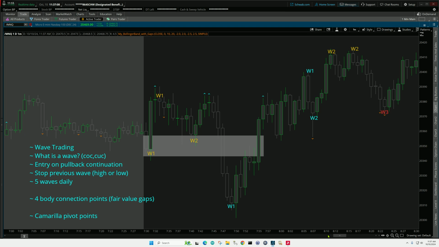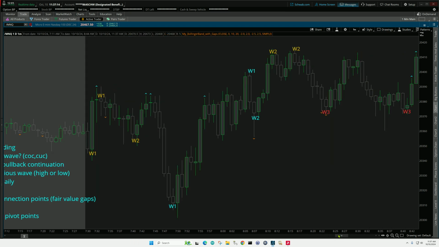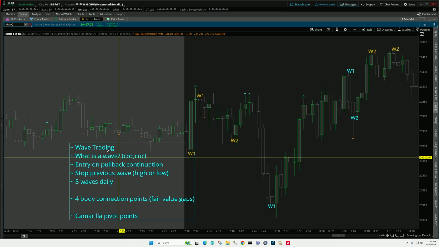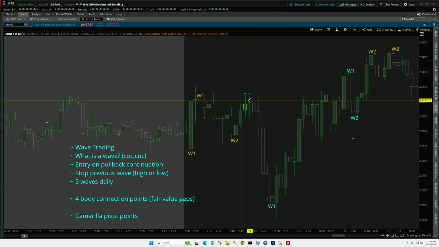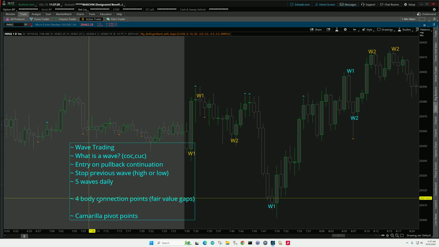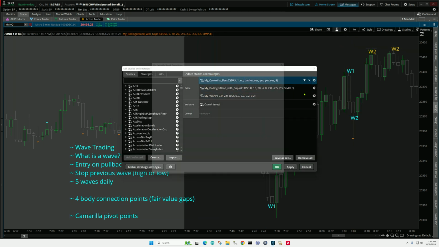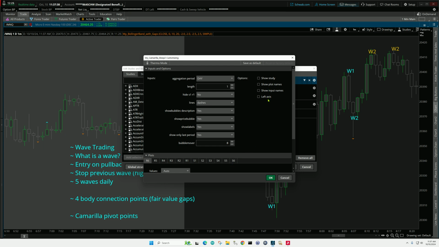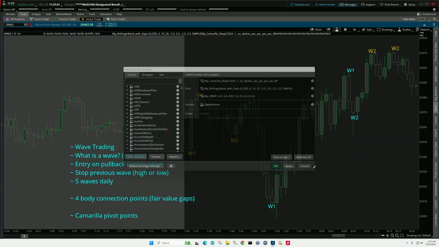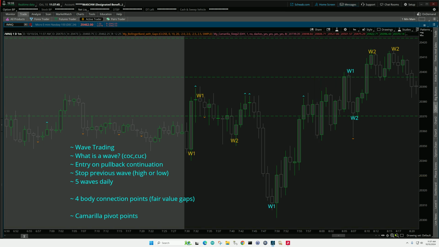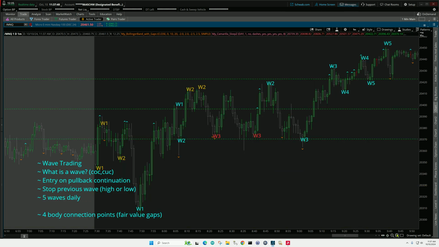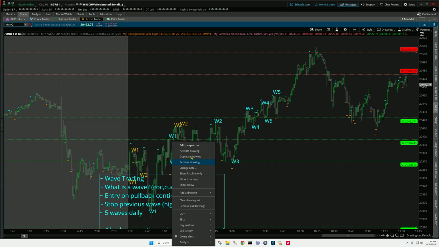Some people call those fair value gaps. I don't call them that. It doesn't matter what I call them, what you call them. Okay, so let's see. That's entry on pullback. Stop is either going to be your previous candle, previous low, wave low, either the body or the tail. We talked about the 4 body connection, and last but not least, we'll turn on the Camarilla pivot points. You can use these as support and resistance and targets as well. So I'm going to zoom out so you can see this a little bit better. Keep going here. And move this out of the way.